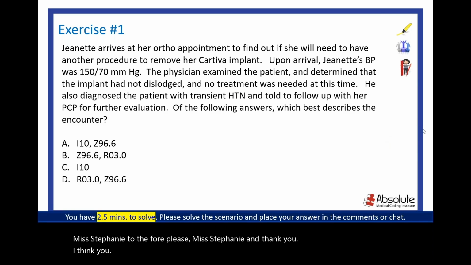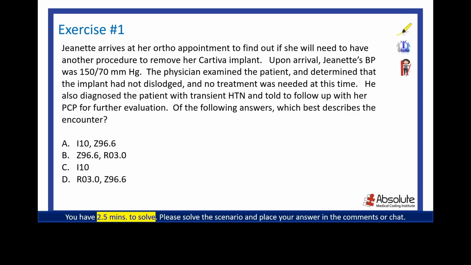Coders, of the following answers, which best describes the encounter? A, I10, Z96.6. B, Z96.6, R03.0. C, I10. And D, R03.0 and Z96.6.